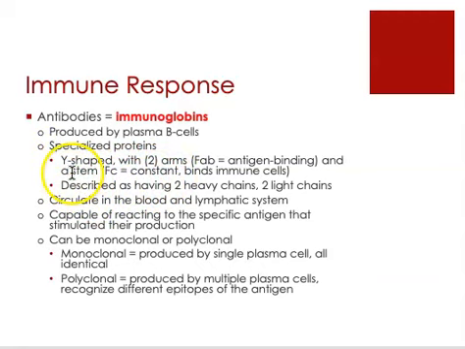The stem is referred to as Fc, with C standing for constant. So at the very bottom of the stem of the letter Y, this is the place on an antibody that allows it to bind to the surface of certain immune cells, because there are immune cells, including B cells, that have antibodies jutting off of their surface.